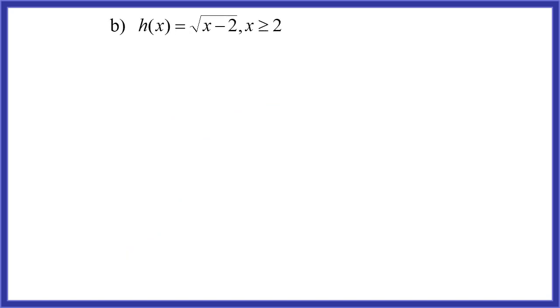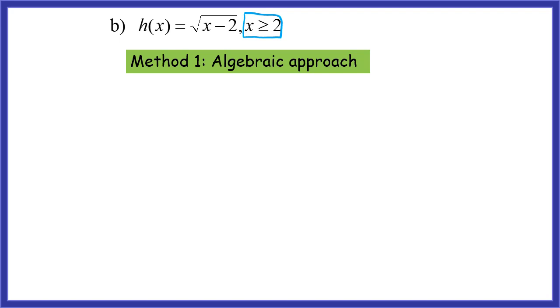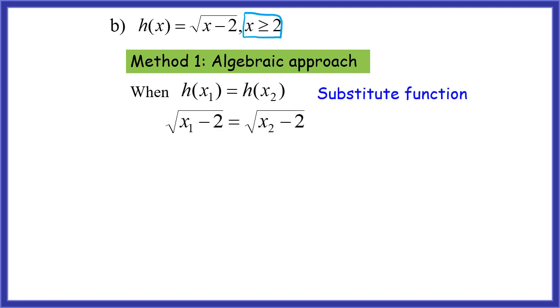So B, h(x) equals the square root of x minus 2, where x should be more than or equal to 2. Now we have been given a certain domain where x should be more than or equal to 2 only. So to check, we're using the first method, the algebraic approach. So h(x1) equals h(x2). So we have the square root of x1 minus 2 equals the square root of x2 minus 2.